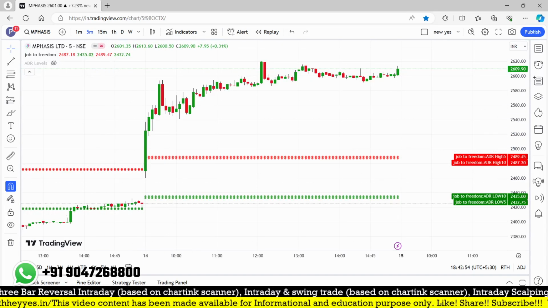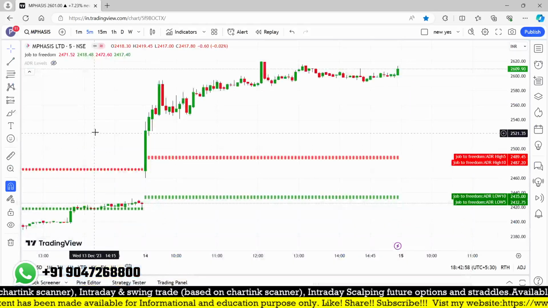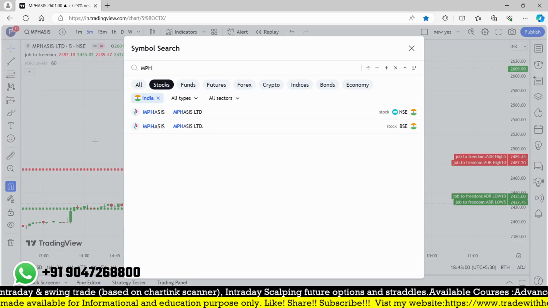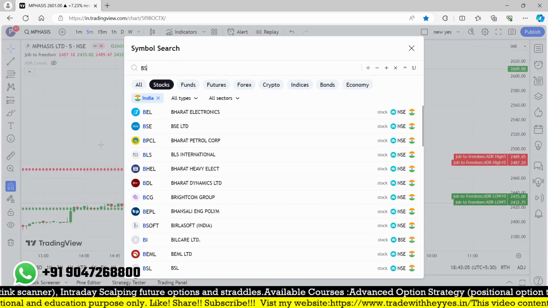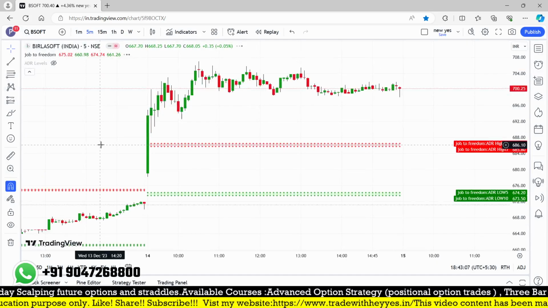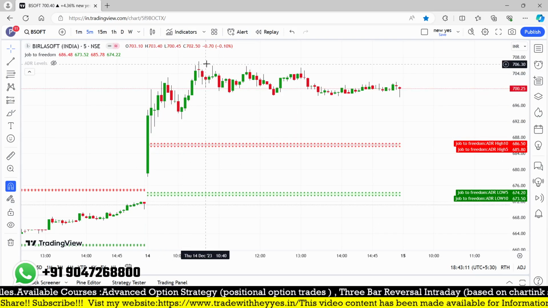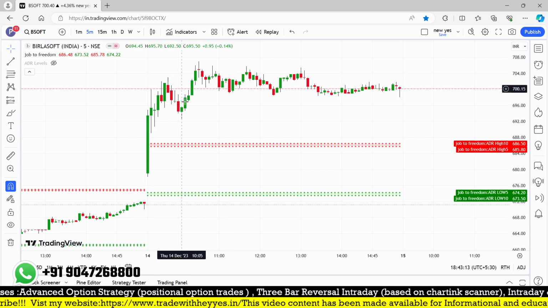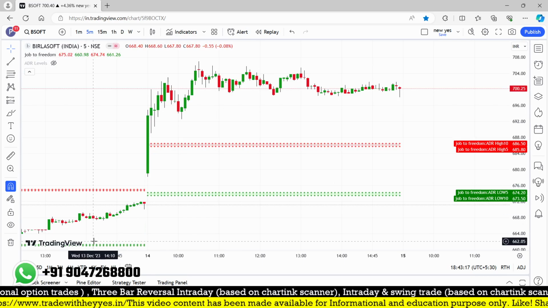The first stock, and the second one I looked at, MPS and BSoft, because one of my students made some profit in MPS and BSoft. He made some good profit in BSoft. Here the first 5 minutes high is broken around 694, and immediately it went up to 703, returned back to the price, and then went up to 707. This is the second trade.